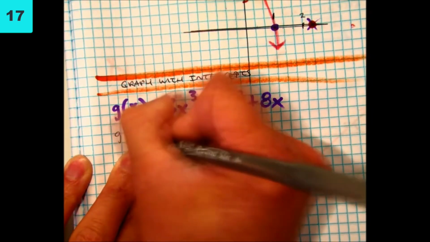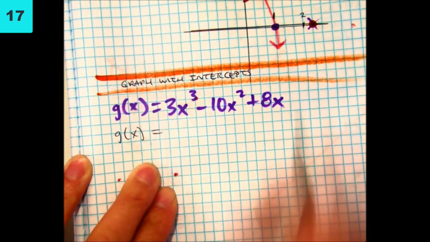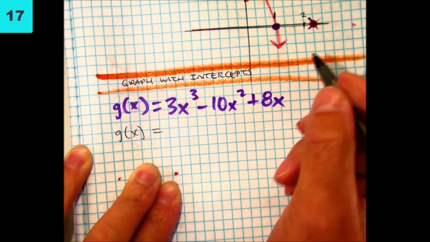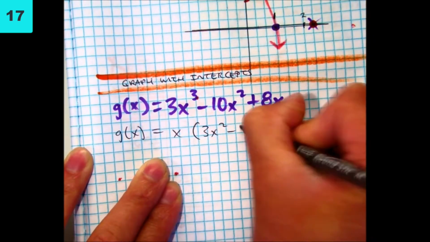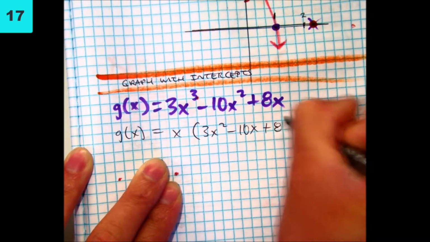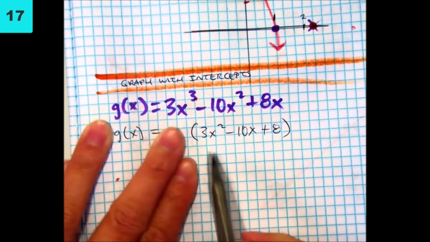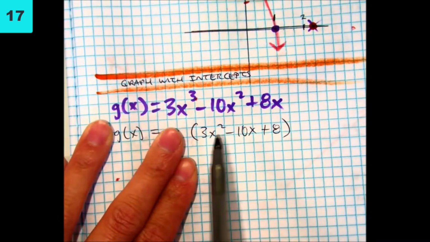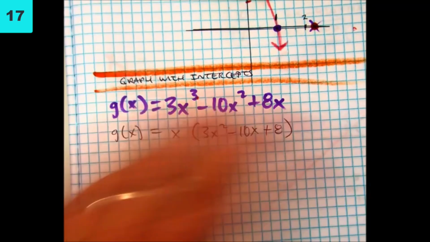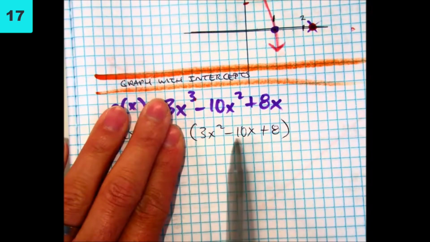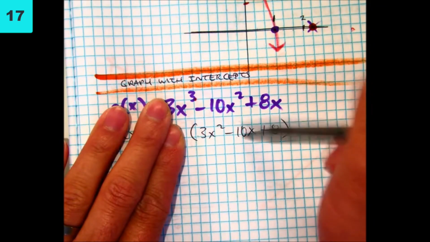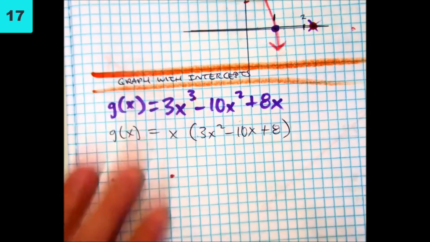So I have g of x equals, class, what's my GCF? X. 3x squared minus 10x plus 8. When I asked you, could you use the quadratic formula? In purple, you can't, but after you take the GCF, if I cover up the GCF, then you can. Your a value is 3, b value is -10, c value is 8.